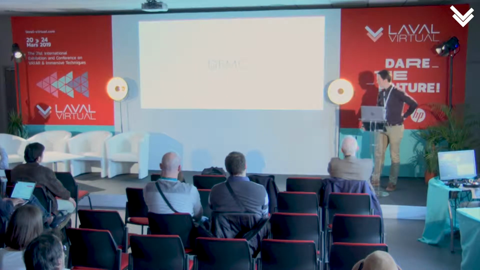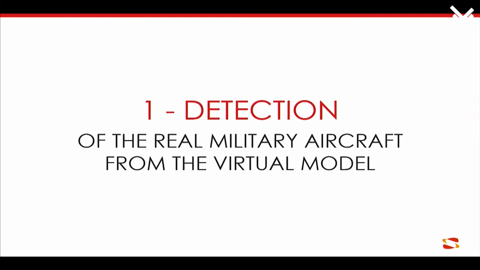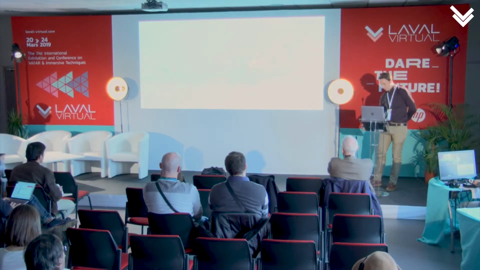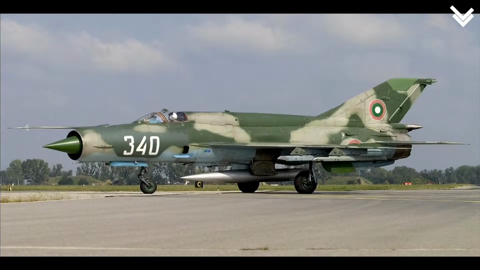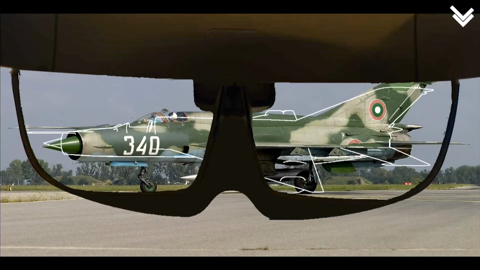So the demo takes place in 2 steps. The first step is detection of the real target. So an aircraft comes back from mission. We want to visualize its stealth and compare it with the measurements made previously on the same aircraft. So we have to recognize it from its shape. So in white, it's the first step of the application.